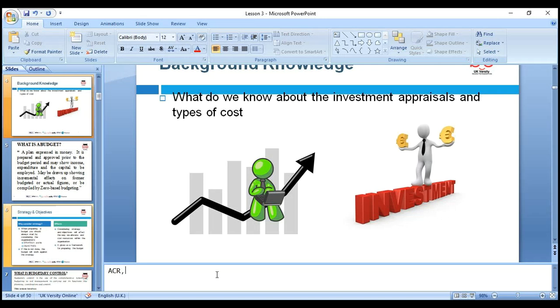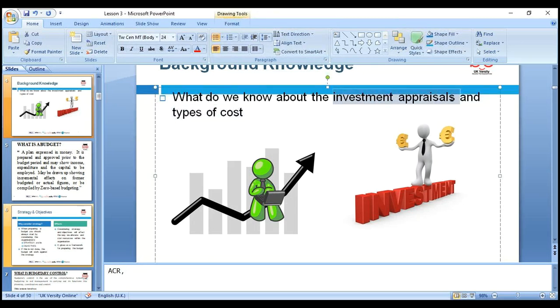ACR, annual confidential reports, which are based on individual performance. They are kept confidential in some organizations. They don't want to share them with others, they only share them with the individual. Investment appraisal. Here, appraisal means checking the performance.